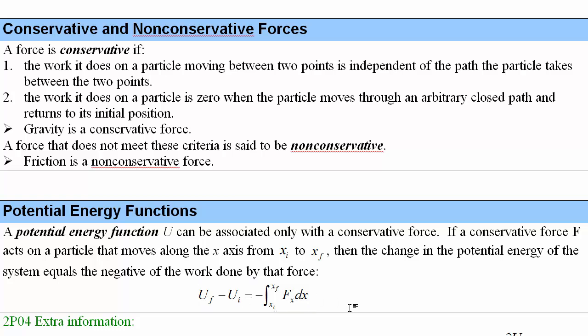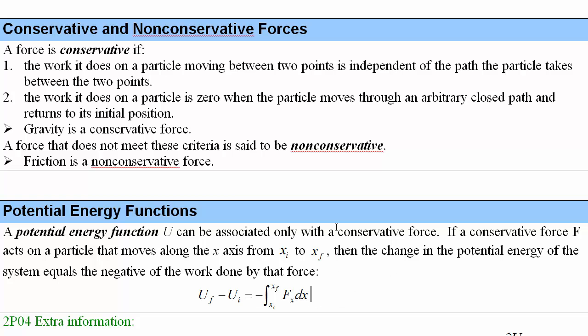Let's think about this for a little bit. If we increase the height of an object, then the gravity potential energy increases. What work did gravity do? According to this, the increase must equal negative the work done by gravity.